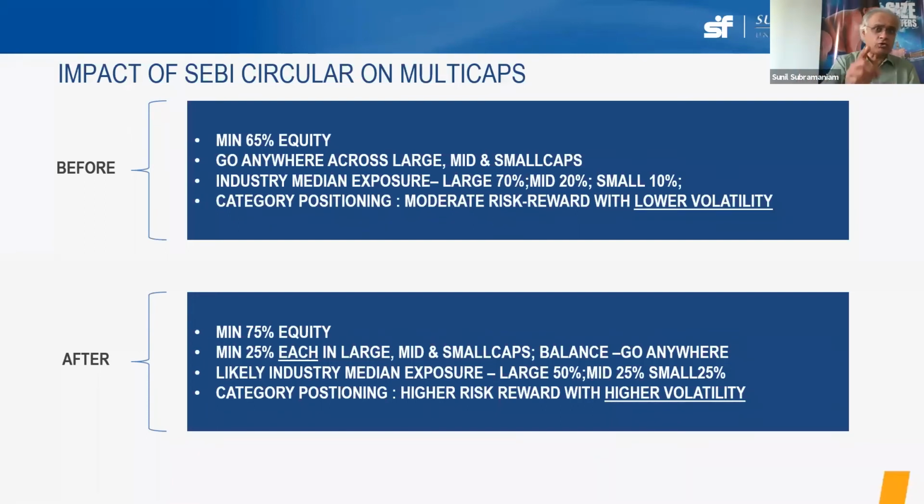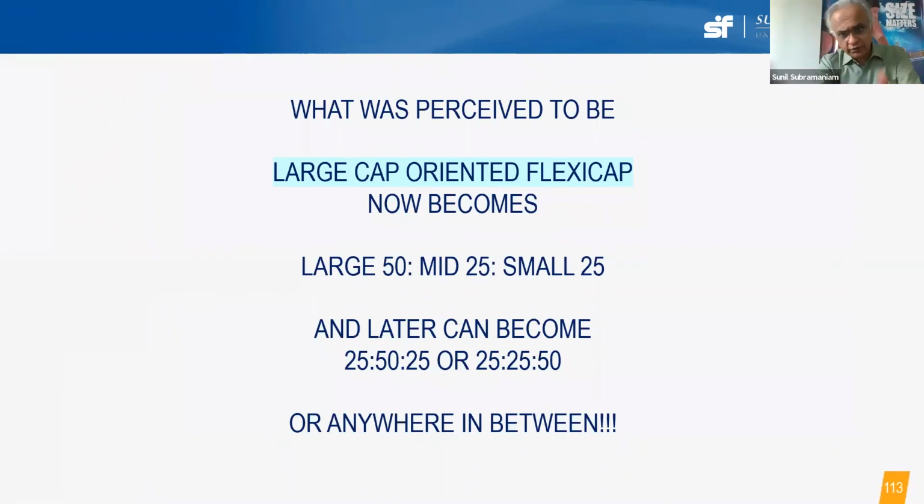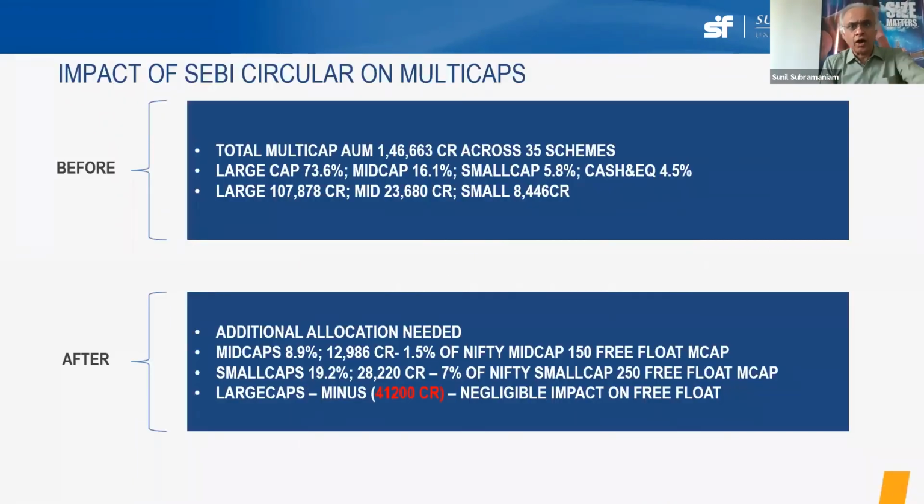What the regulator said is, be true to label. If you are multi-cap, put 25%, 25%, 25% in each. And so immediately for those who adopt that, this category will become a higher volatility category. So the expectation immediately was that about 41,200 crores, on a simple piece-of-paper calculation, meant that large caps have to be sold and mid and small caps have to be bought. And there was a rally in mid and small cap, and people were saying, oh, this is what is going to happen. But sad but true, this is not going to happen.